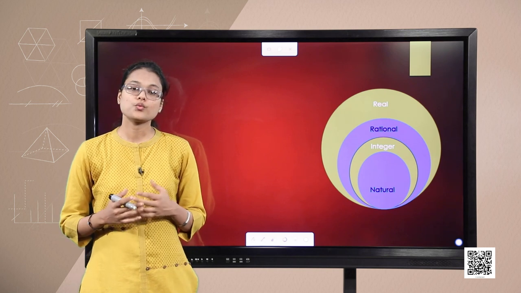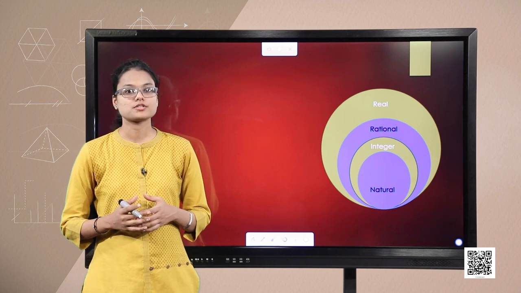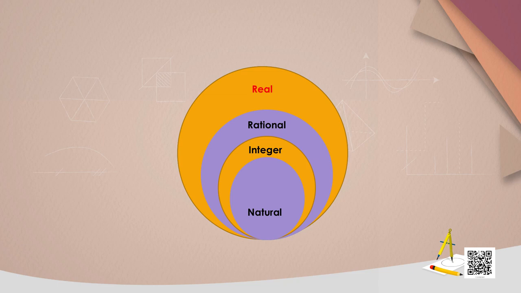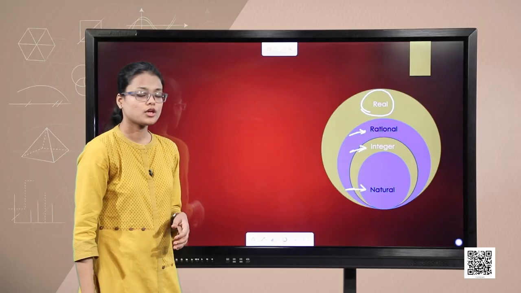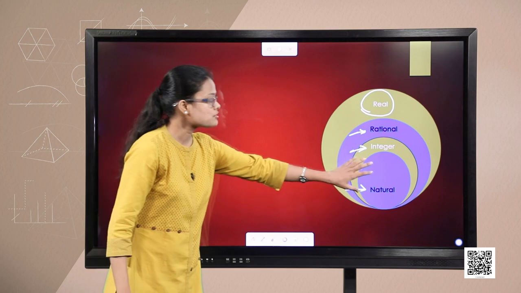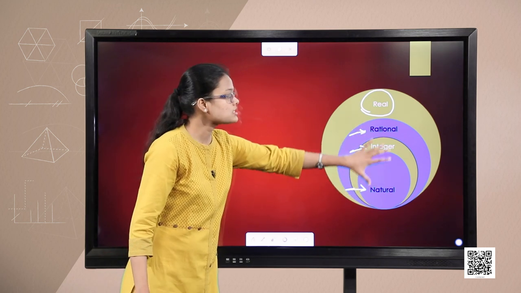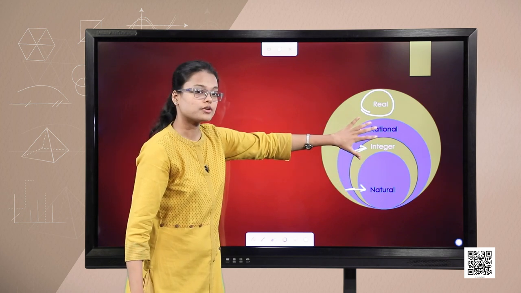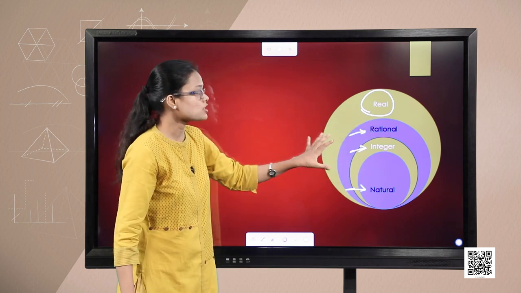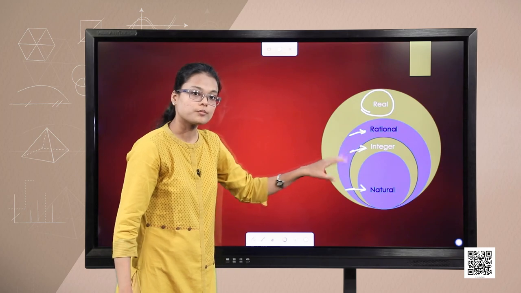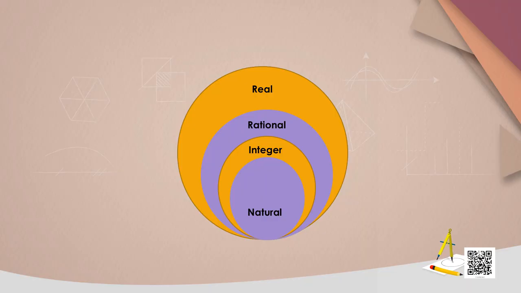We have studied various sets of numbers, which are the set of real numbers, the set of rationals, the set of integers and the set of natural numbers. You also know that every natural number is also an integer. Every integer is also a rational number and every rational number is also a real number. So, it is obvious to see this relation.